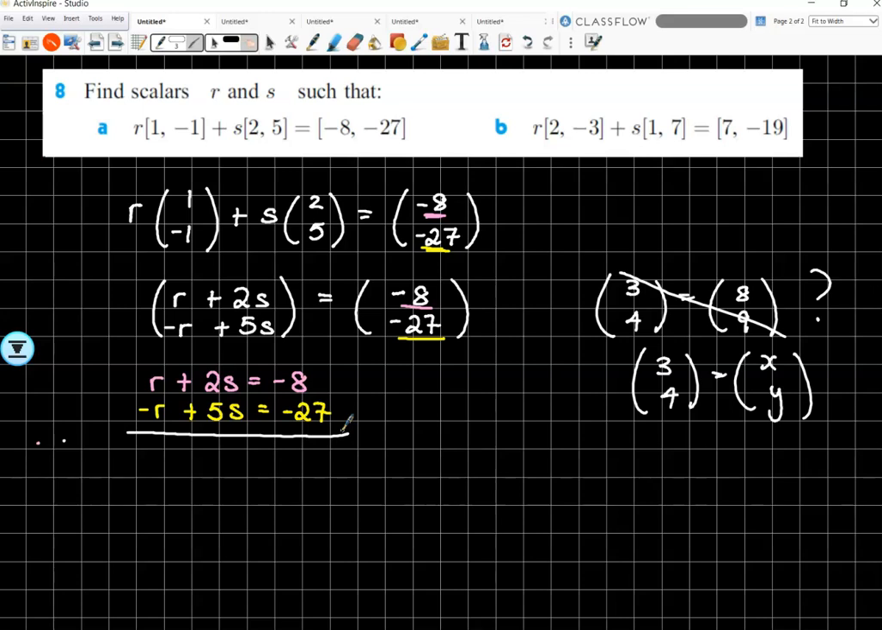But hopefully you go, please, it would take me longer to type this in than to actually solve. Because what do we notice about r and minus r? They cancel each other out. So if I add these equations together, r plus minus r, no r. 2s plus 5s is 7s. What's minus 8 plus minus 27? Oh my goodness, it's minus 35. Therefore, s is?